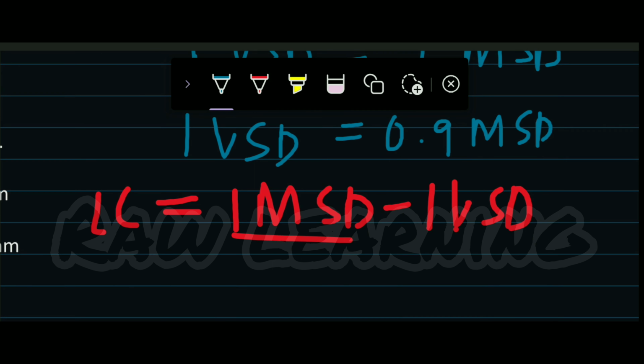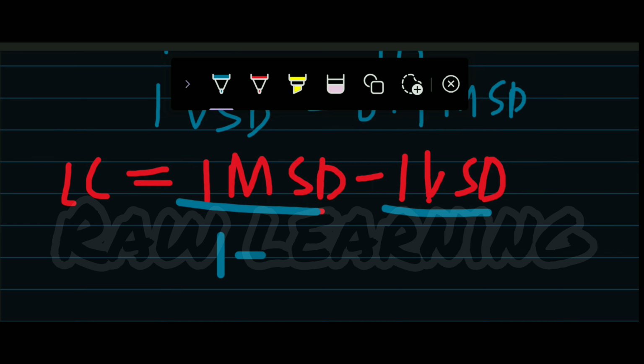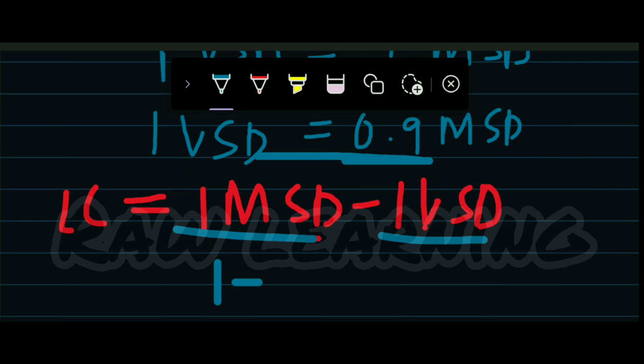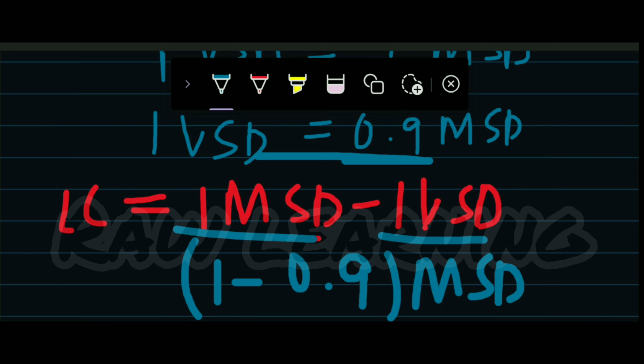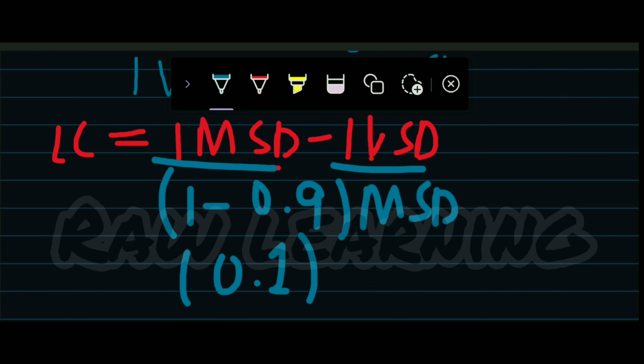So least count is 1 MSD minus 1 VSD. So what is the value? 1 minus, what is the VSD? Value of 1 VSD is 0.9 MSD. This is the least count, and 1 MSD equals 0.1, and 1 MSD equals 1 mm.